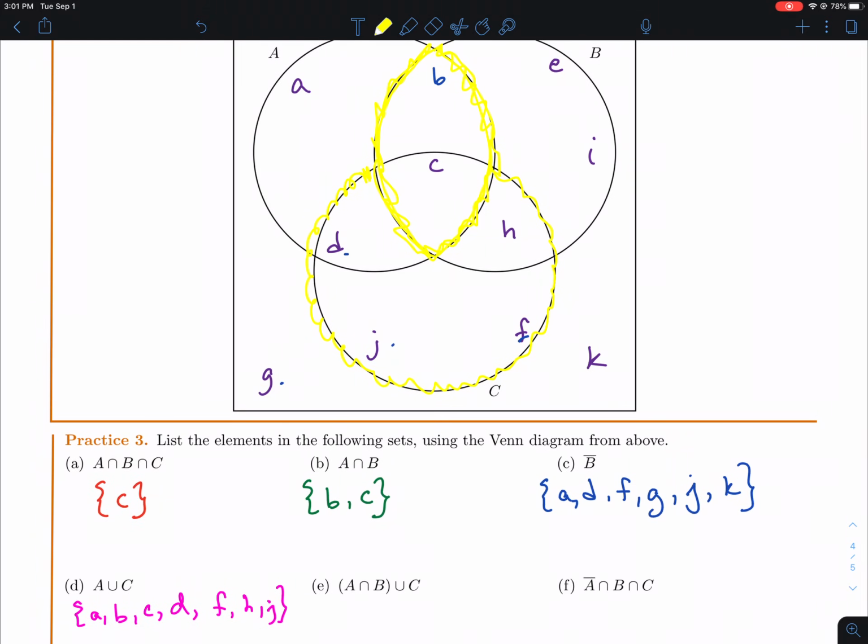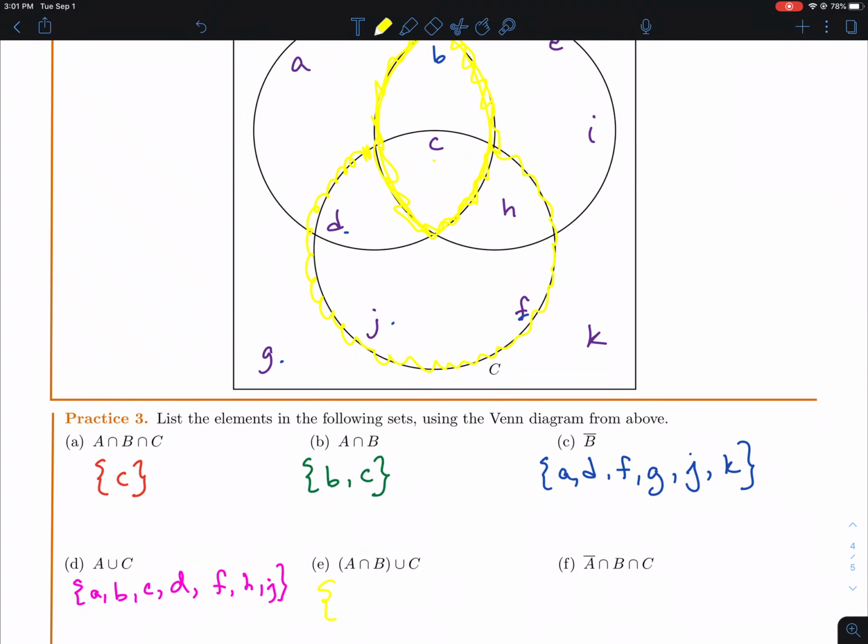So I'm going to get the B, the C, the D, the F, the H, and the J. So let's write that down. B, C, D, F, H, J.